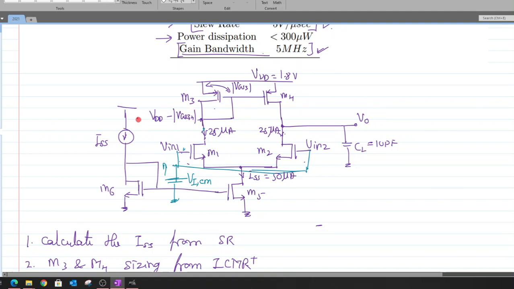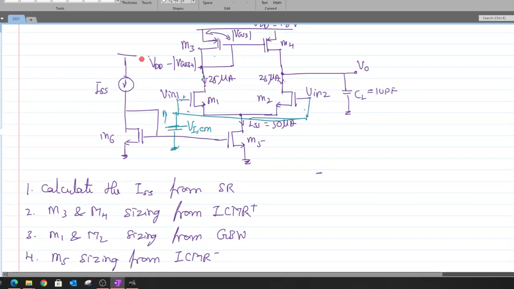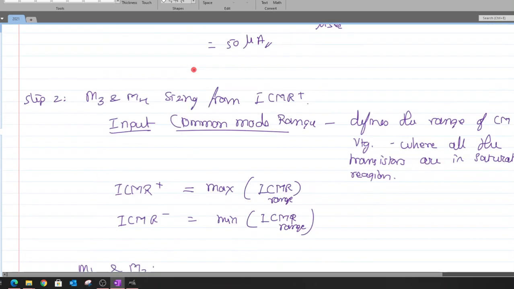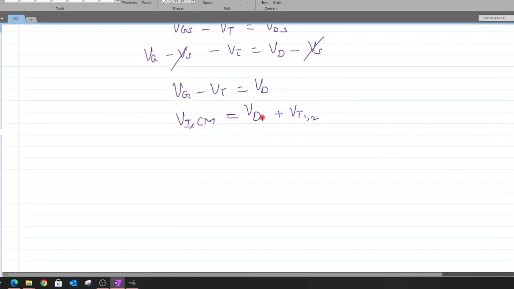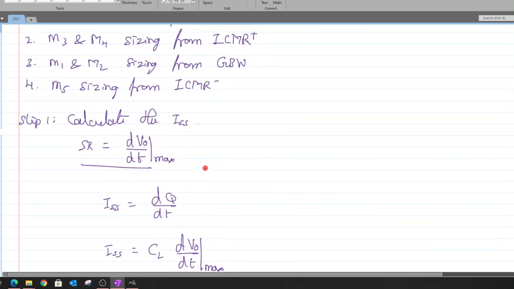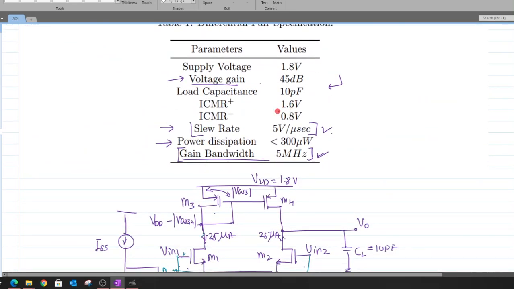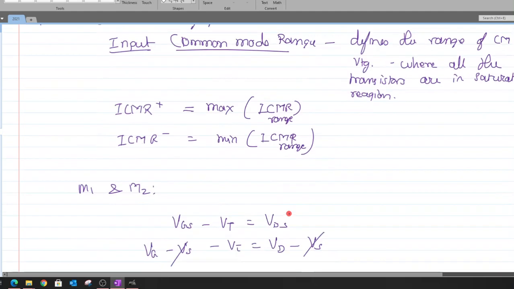So this is acting as the drain potential of my M1. I'll utilize this formula for the drain of our M1 transistor, VD1, and that voltage is equal to VDD minus VGS3,4 plus VTN. Now this input voltage is at ICMR plus, and from the specification I can get the value of ICMR plus, which is equal to 1.6 volt.